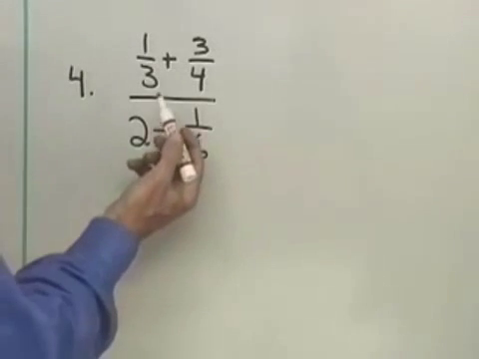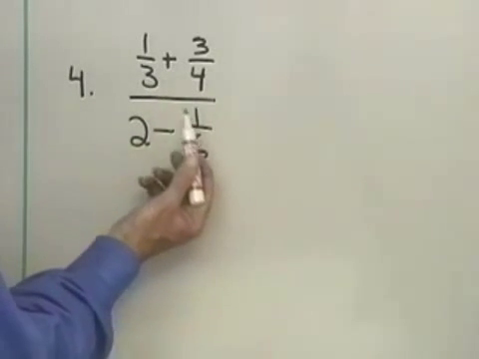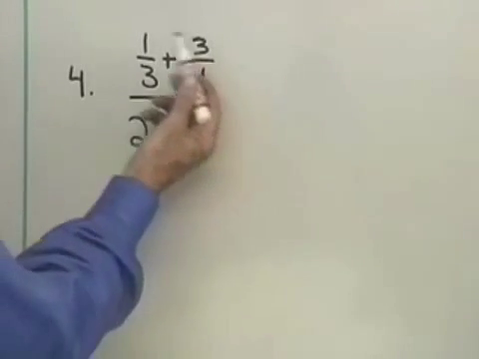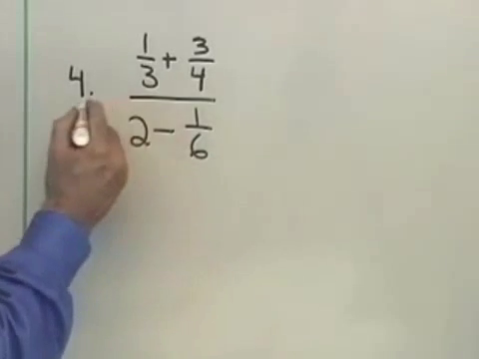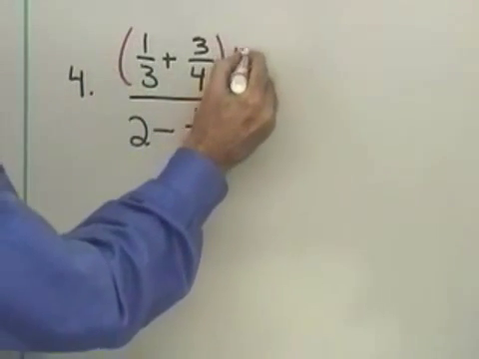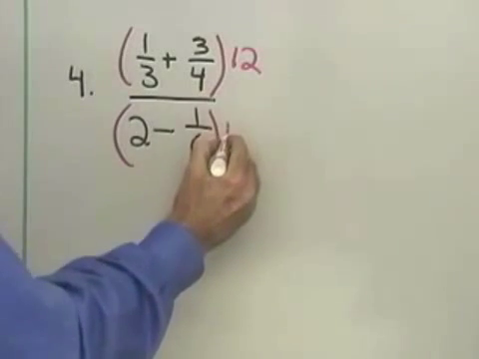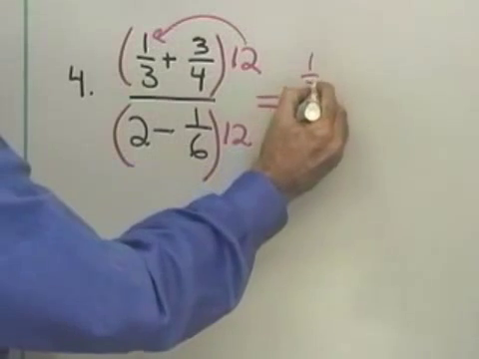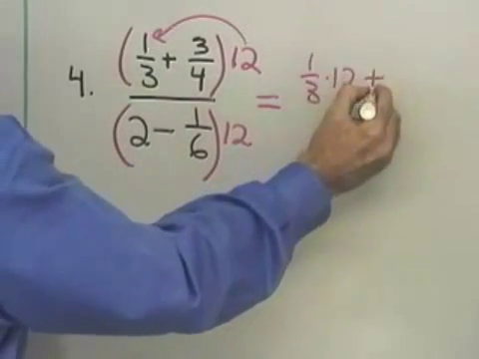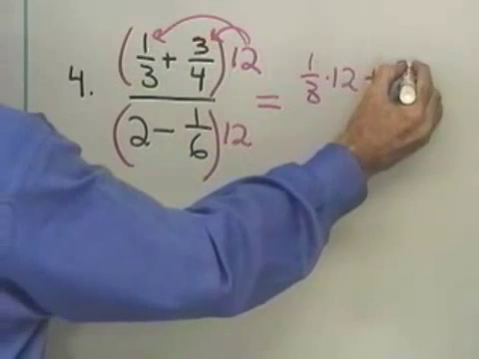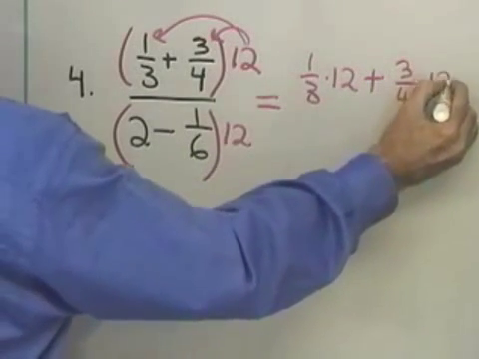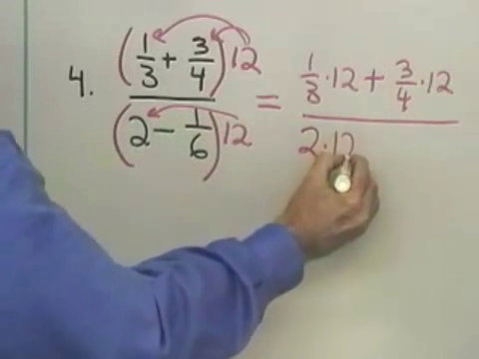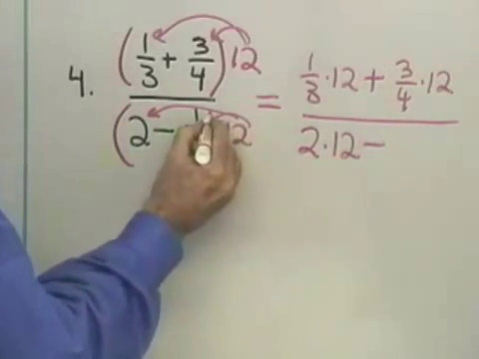Let's try our second method here and go through and look at all the denominators. A denominator of 3, 4, 1, and 6. The least common denominator for all those denominators is the number 12. So I'm going to multiply the top of this by 12 and the bottom of this by 12. When I do, I have 12 times 1/3 plus 12 times 3/4 all divided by 12 times 2 minus 12 times 1/6.